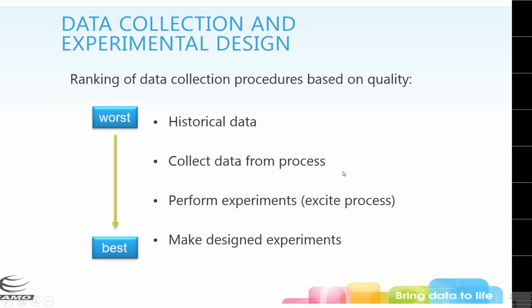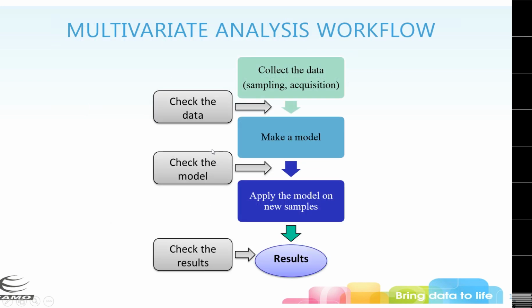You can just collect data from your process. That's kind of similar to that, but at least you know a little bit more what's going on. You can perform experiments. You have some idea of like changing the humidity might affect things, so you change things like that. Or you can make designed experiments, and that's a topic of another webinar in general. So the preference is to make these designed experiments to really understand your whole system, but you can make good models from any of these, just so you're aware.